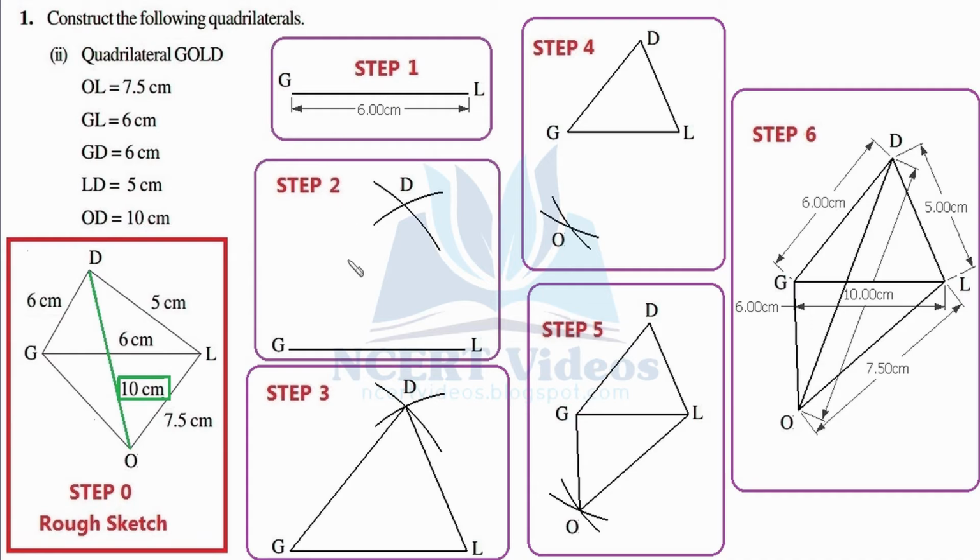In step second, we have 2 options, either to construct this D point or to construct O point. Well, O point cannot be constructed due to the very same reason as we discussed in first part, because this distance is not provided to us, that is line segment GO length is not provided to us. But D can be easily constructed because it is 6 cm away from G and 5 cm away from L.